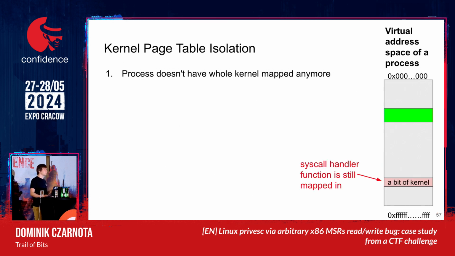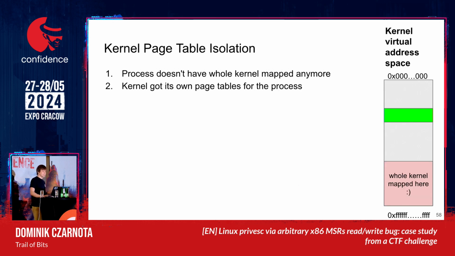Well, processes don't really have the whole kernel space mapped anymore. Instead, they just have a bit of kernel mapped in, because when we invoke the syscall instruction, we need to jump to the syscall handler, and this function needs to be mapped in, because otherwise, how could it work? And a given process has two sets of page tables. One is for its own user space part, and the other is for the kernel part of this process. And in this kernel part, the page tables look like they looked before KPTI.